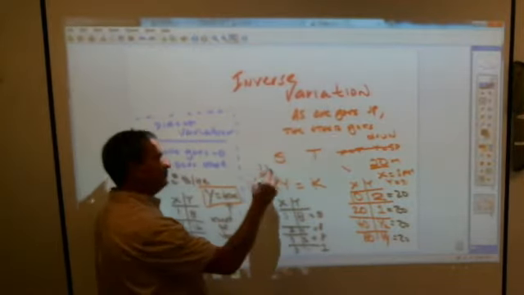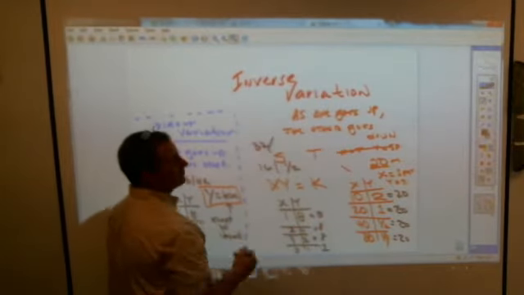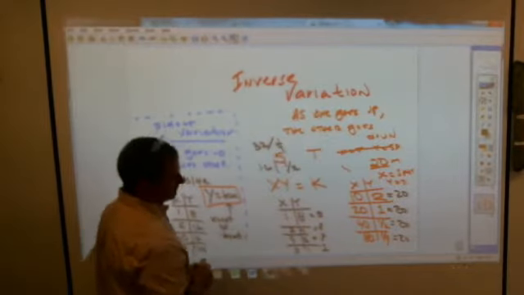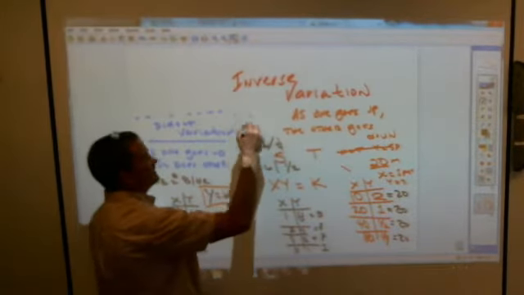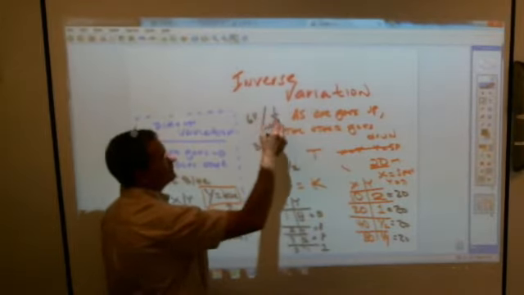If you had 16 people, it would take a half an hour. If you had 32 people, it would take a fourth of an hour. Is that right? Yeah. If you had 64 people, it would take an eighth of an hour.